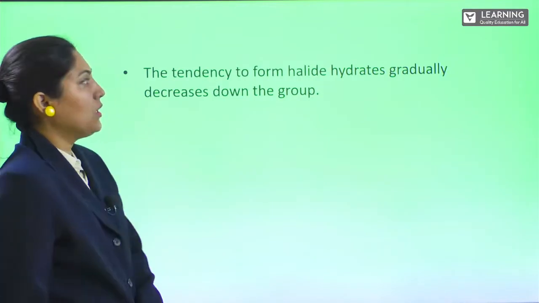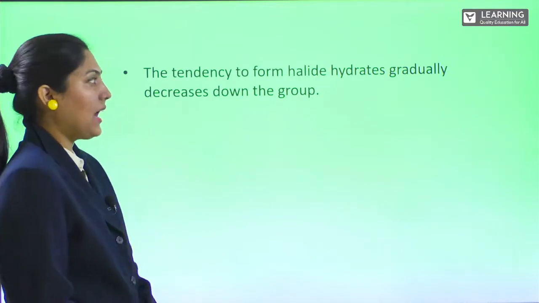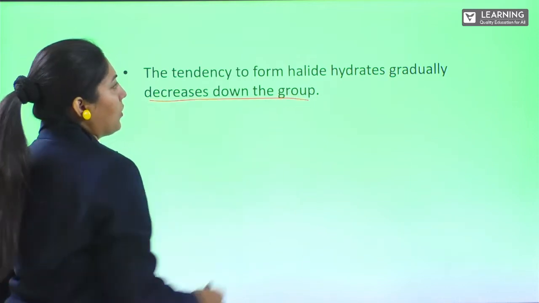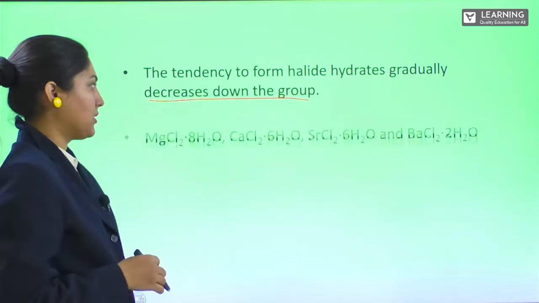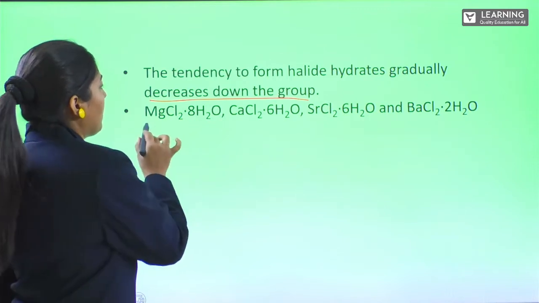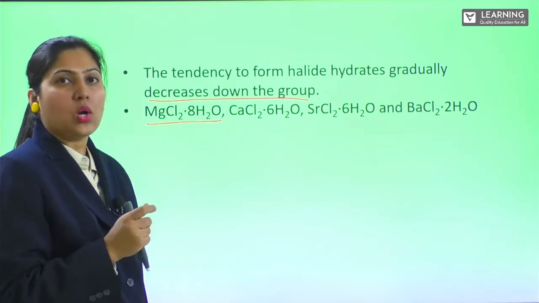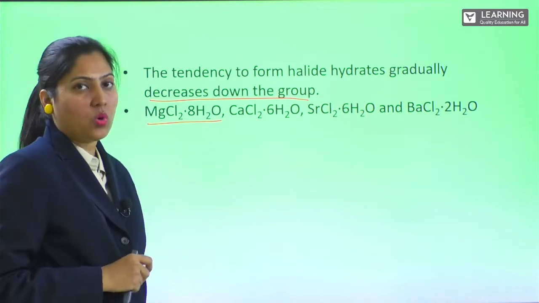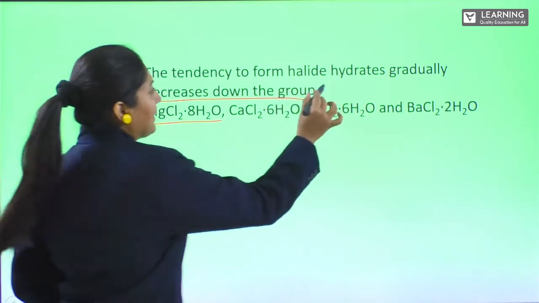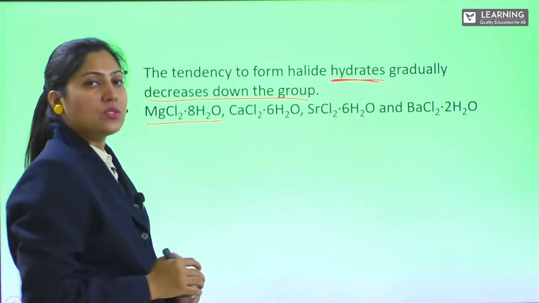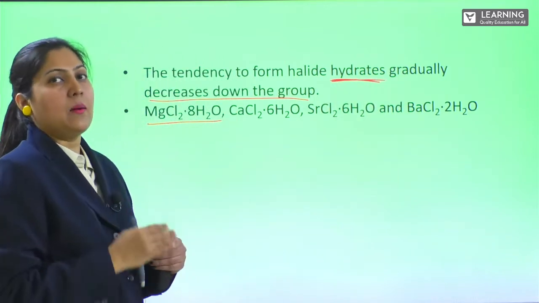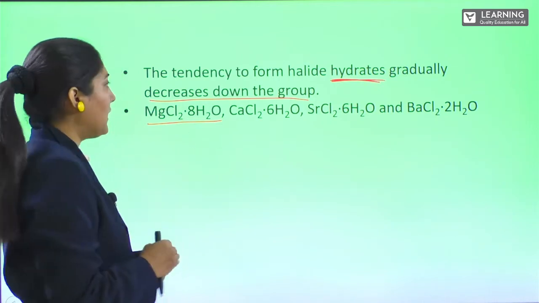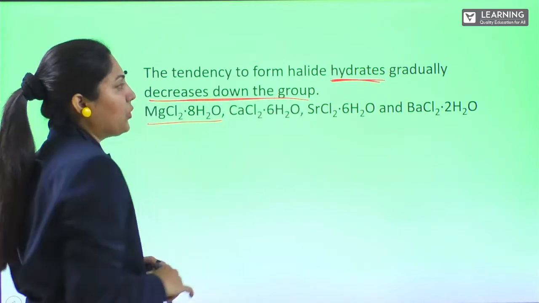So the tendency to form halide hydrates generally decreases down the group. What do you mean by halide hydrates? If you take the magnesium chloride salt and it is mixed with water, they form hydrated salts, right? So these alkaline earth metal halides will have hydrated salts, but that decreases down the group.